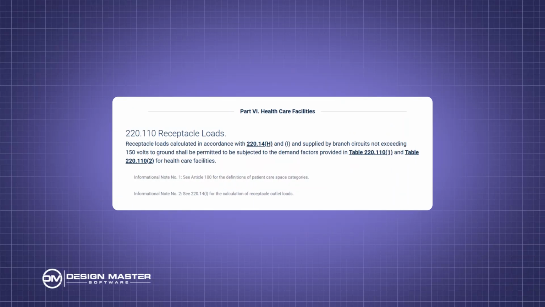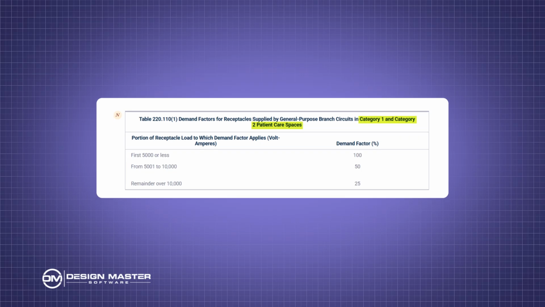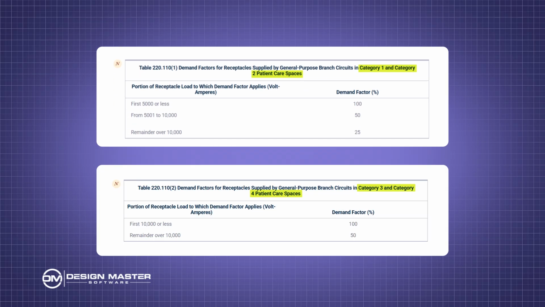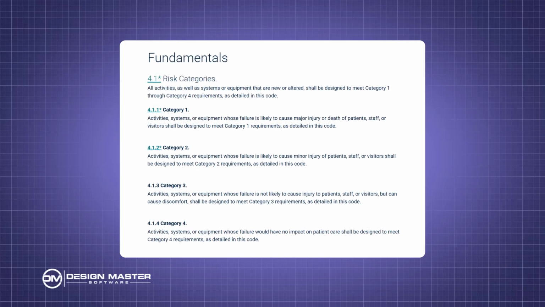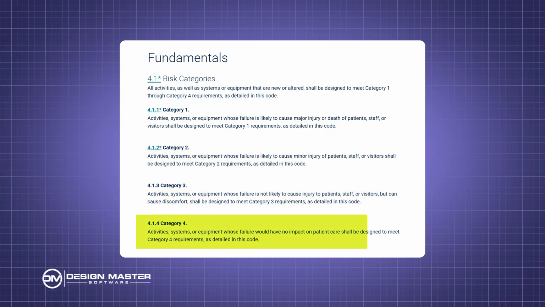In NEC 2023, they pulled out healthcare facility receptacles to give them a lower demand factor than non-dwelling unit receptacle loads. So you actually can have a lower demand factor in your healthcare facilities. In 2023, they have two demand factor tables. The first is for category 1 and category 2 patient care areas, and the second is for category 3 and category 4 patient care areas. These categories actually come from a second standard. It's NFPA 99, section 4.1, where they define these categories and they correspond to the risk to the patient if the power fails. So category 1 is death or major injury if the power fails, down to category 4, where there's no danger to the patient.